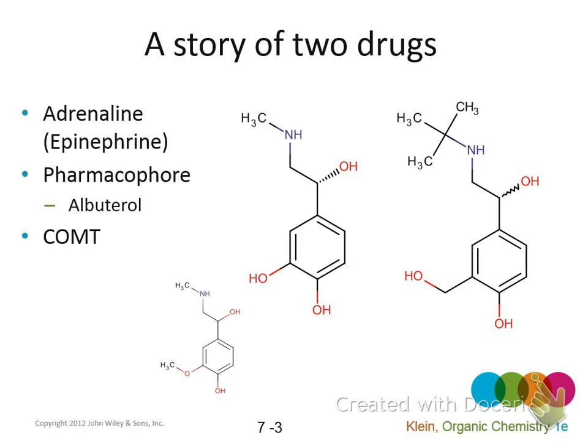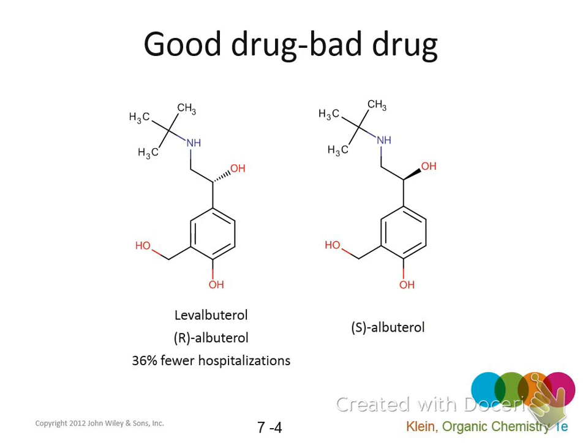But here's the thing. They did a study, right? This is known as R-albuterol. This is the good albuterol. And this is S-albuterol. This is known as the bad albuterol. What's the difference? Just the wedge. Look at the difference in hospitalization rates. Wow. Right? So people come in with an asthma attack, right?